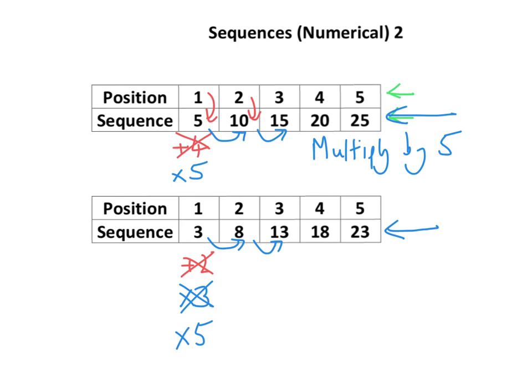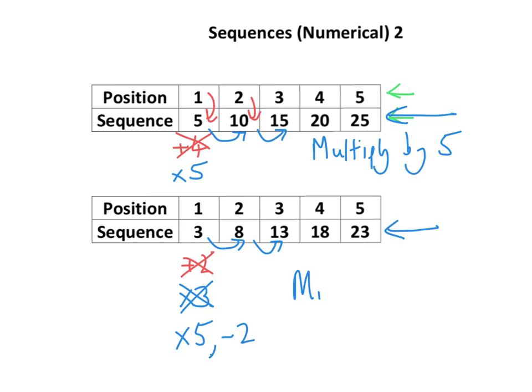Now, if I multiply by 5, I've got to take away 2. So multiply by 5, subtract 2. Does it work? Well, hang on. 1 times 5 is 5, take away 2 is 3, yeah. 2 times 5 is 10, take away 2 is 8. Excellent, we're looking at a sequence here. So 3 times 5 take away 2, excellent, 13, so it works.